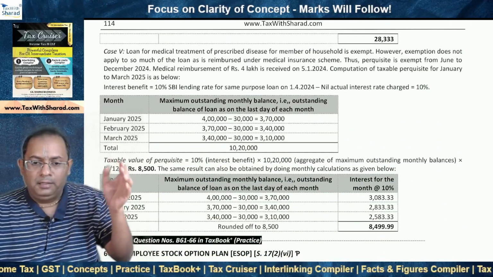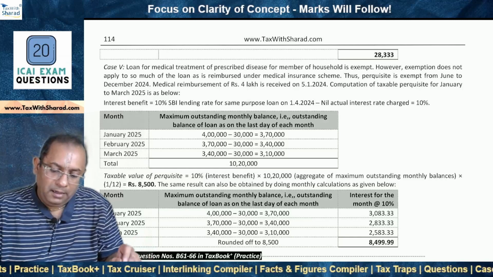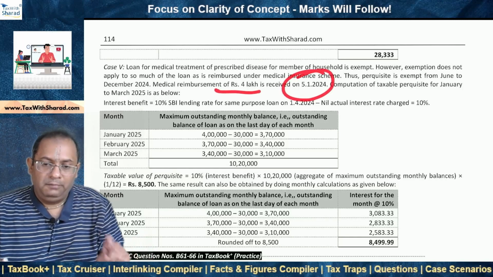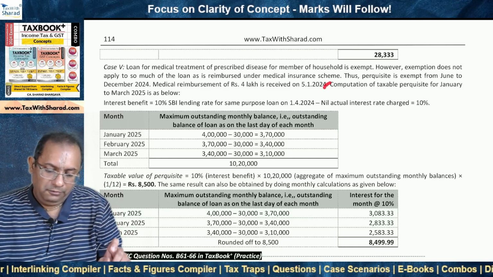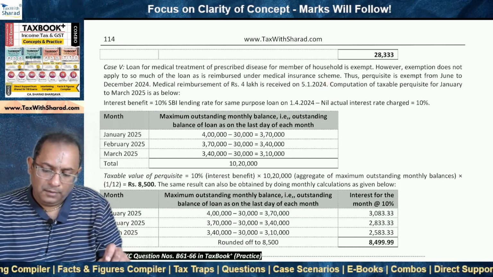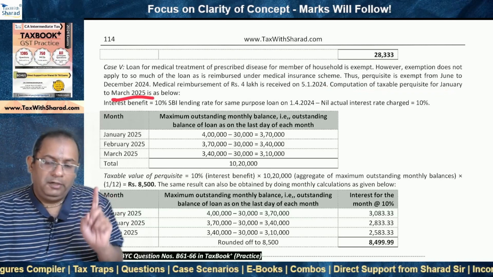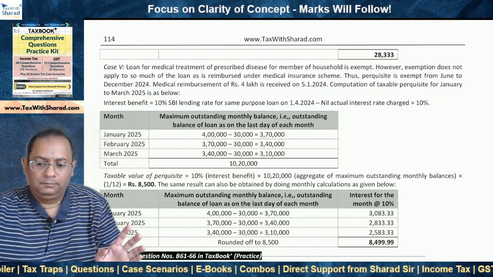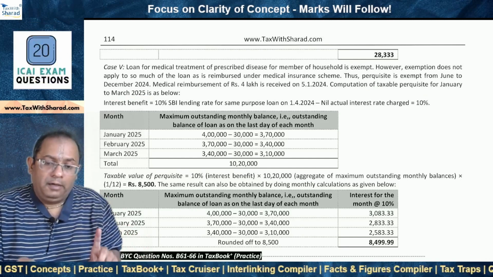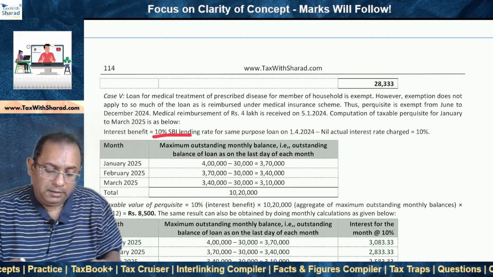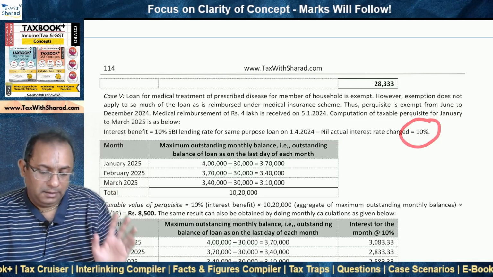It's only a medical loan taken for prescribed diseases for member of household. It remains exempt. Medical reimbursement of 4 lakh is received on 5th January 2024. Sorry, it should be 5th January 2025. Okay. So computation of taxable perquisite will arise for January to March 2025. So first we will compute interest benefit, which is 10% SBI rate minus nil actual interest rate charged. So interest benefit remains at 10%.